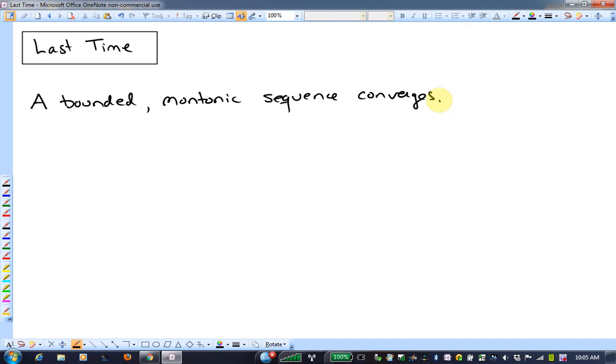One of them is the letter A. We don't care about that. Bounded monotonic sequence converges. A whole lot of ideas are being conveyed with very, very short phrases. So let's go over what these ideas are again.